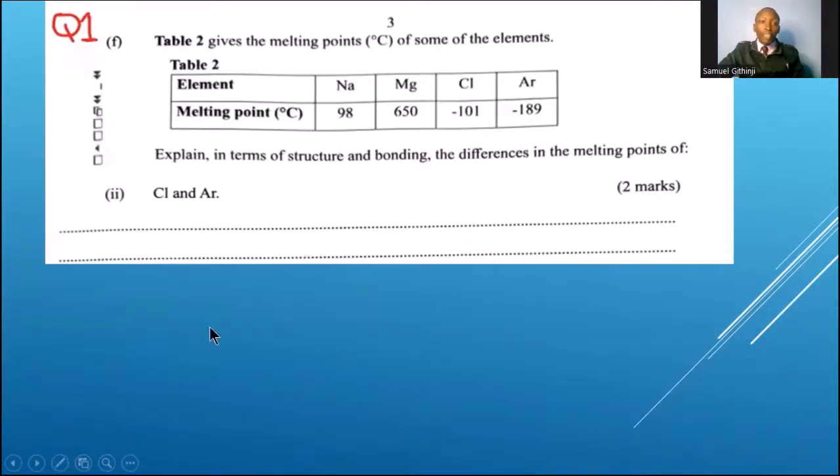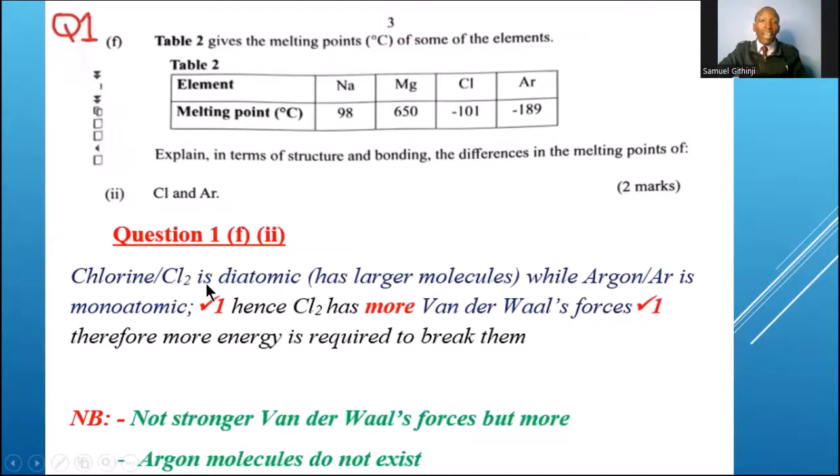Moving on to question 1, part F. I think it's similar to the question above, my student. The students were expected to explain, in terms of structure and bonding, the difference between the melting point of chlorine and argon. You are given the melting point of chlorine and of argon, and the one for chlorine is higher than that of argon. As we have said with the other one, it's a matter of arguing with structure and bonding. So that is the answer: chlorine has diatomic molecules, while argon has monoatomic molecules. That is the catch.